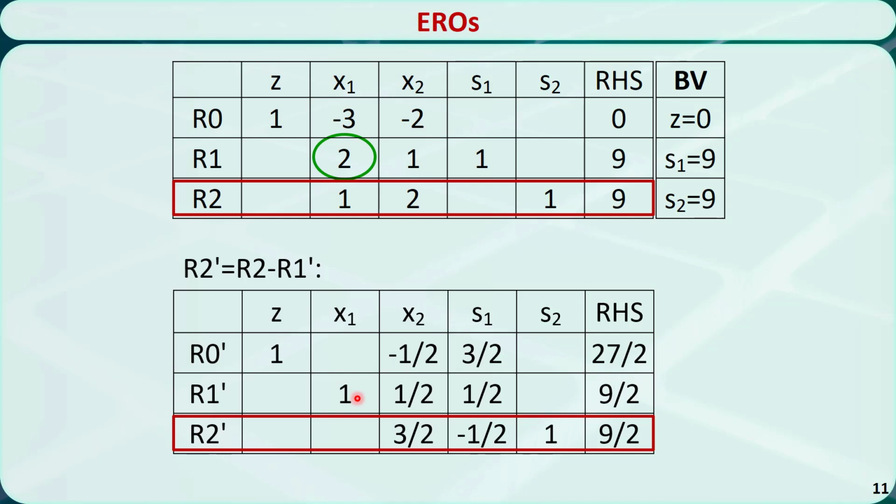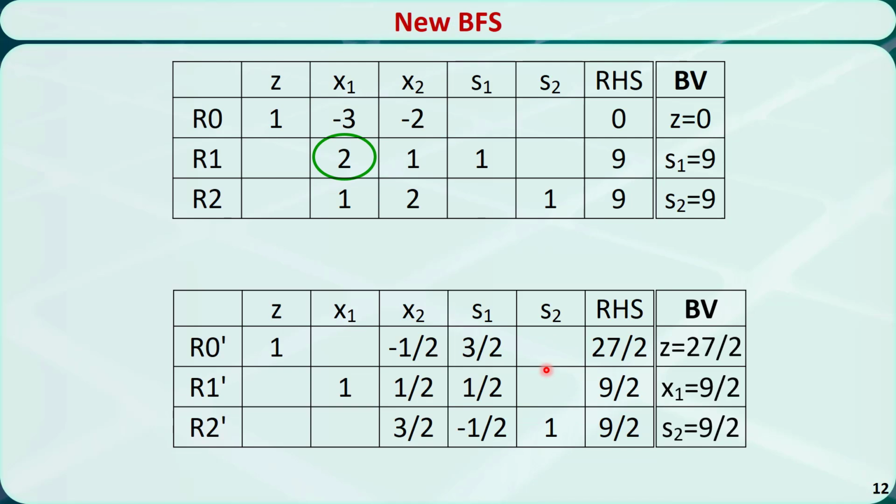This is a new tableau. Now the basic variables are x1 and s2, and non-basic variables are x2 and s1. We set non-basic variables to 0 and solve for the basic variables. The basic variables are x1 equal to s2 equal to 9 over 2. The z value is 27 over 2. What actually happened was that we used the pivoting procedure to go from one basic feasible solution to a better adjacent basic feasible solution with the largest z value. This is called an iteration.